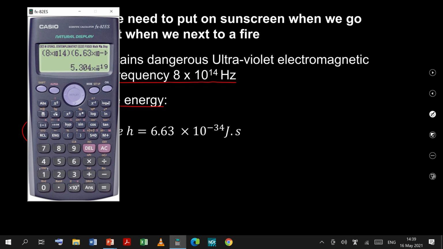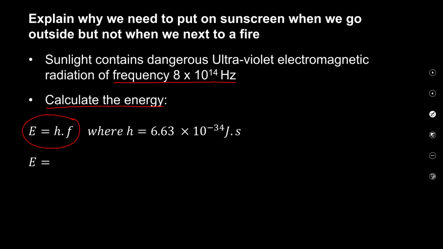We get that the answer is a very small energy value of 5.304 times 10 to the power of minus 19 joules.